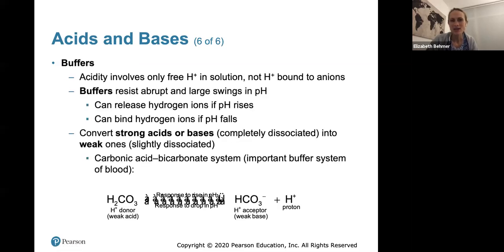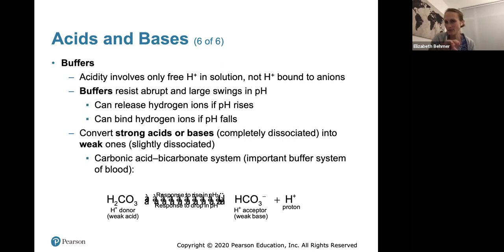A buffer solution. Buffers will resist abrupt and large swings in pH. Buffers are very important in the body because they kind of keep everything happy. If you have something really acidic or really basic coming into play, a buffer comes in and keeps everything happy. Acidity involves only free hydrogen in the solution, not any hydrogen bound to anions. Buffers can release hydrogen ions if pH rises, and they can bind hydrogen ions if pH falls.